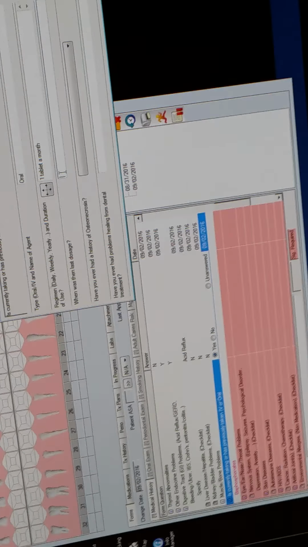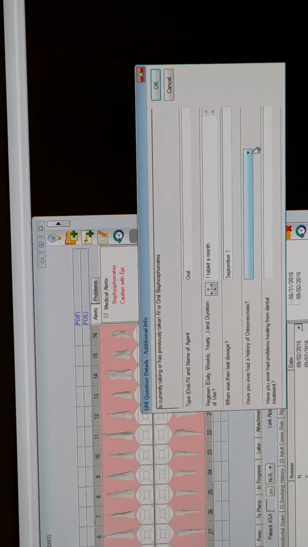When was the last dosage? You can say September 1st, because the month's just starting. Okay. Have you ever had a history of osteonecrosis? You don't ask them that. Ask them, have you had any disease of your jaw or anything like that? Because osteonecrosis, they don't know what that means. Necrosis is like death or dying. Dying of the jaw. Yeah, it's eating away your jaw. So, no, or you can leave it unanswered if they don't know any history.